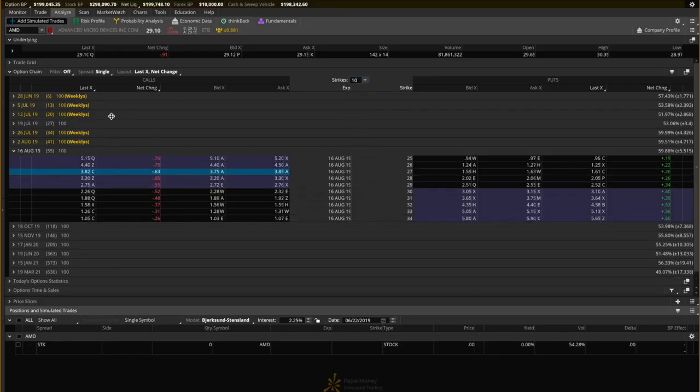Under there, you can see the last trading price, the net change, the bid, and the ask. So this is really up to you how you want to set it up. This is just the way I have it set up for my simulated account currently. But without further ado, I'm going to jump into an example of what a vertical spread looks like. So everything we've been talking about in the past scenarios, this is how you create it on Thinkorswim. The stock, like we said earlier, is trading at $29.10.